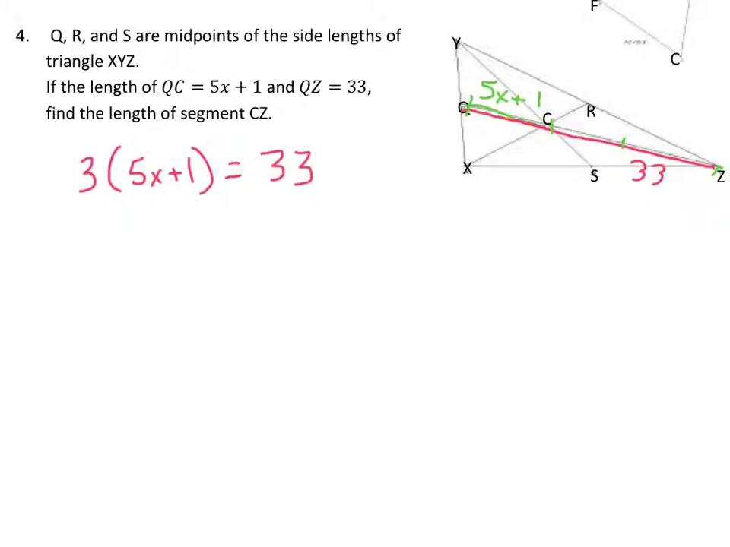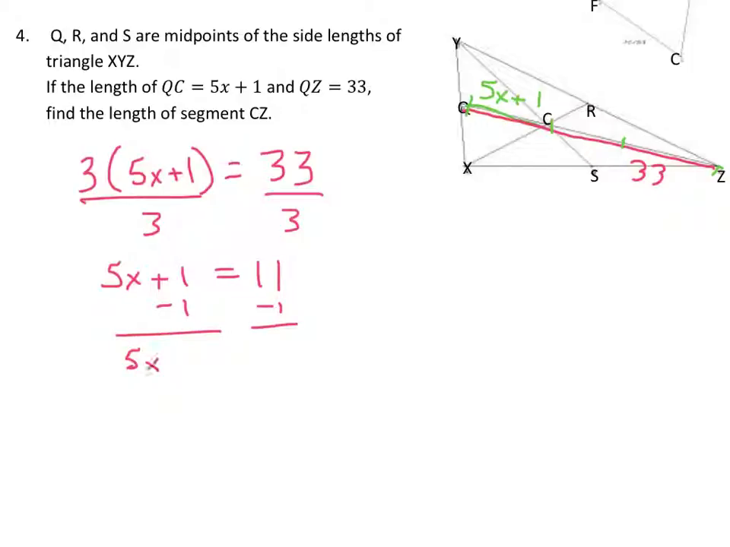Alright, so now we just solve our equation. So I was going to start by dividing both sides by 3. I could have distributed, but I'm going to go this way, because 33 divided by 3 is 11. Then we just subtract 1. We get 10. Divide by 5, get 2. So we have that x equals 2.